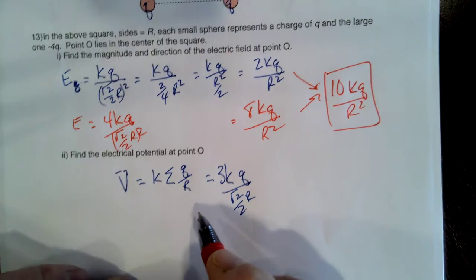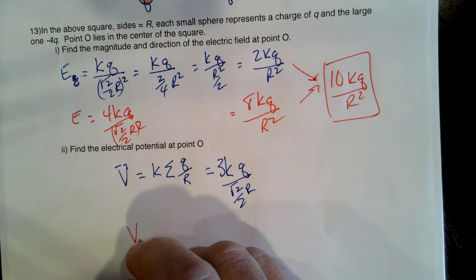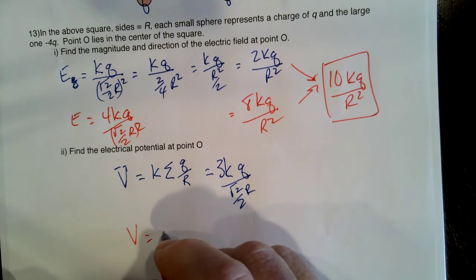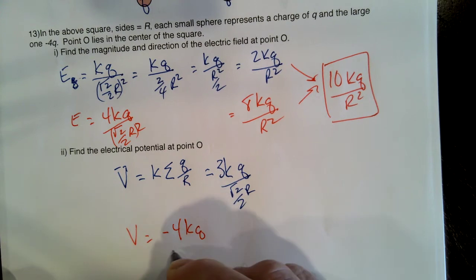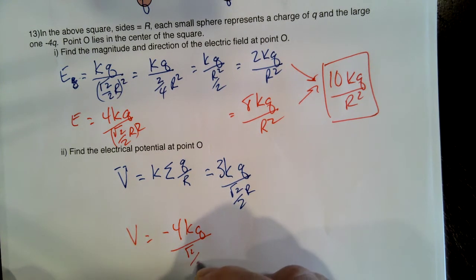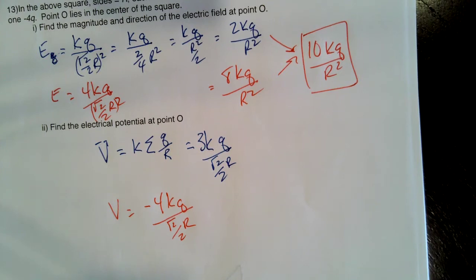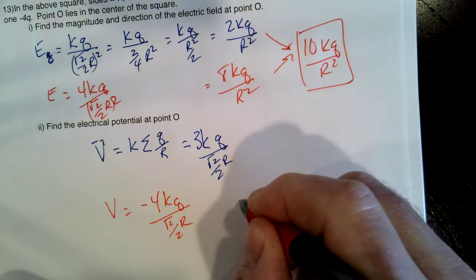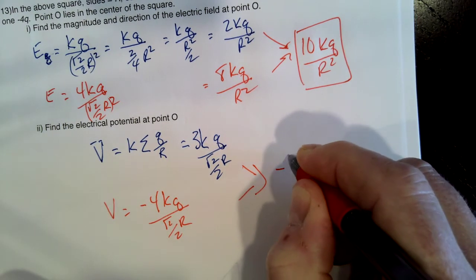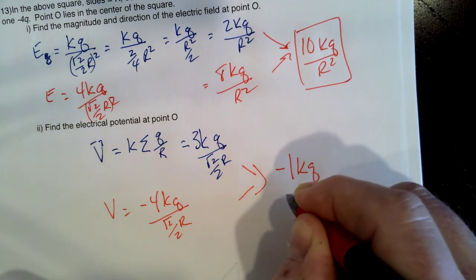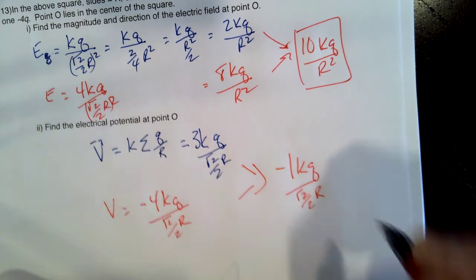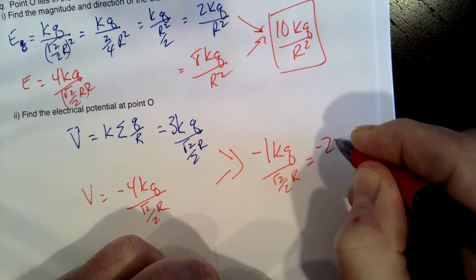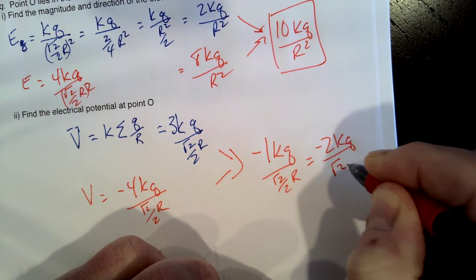Definitely got my colors backwards. And then the V for the 4. You got to use your sign when you're doing potential. It's going to end up being negative 4kq over square root of 2 over 2 r. This, no matter how you look at it, is a common denominator. When you add these two together, you're going to get an answer of negative 1kq over square root of 2 over 2 r. Play around with this. Negative 2kq over square root of 2 r.